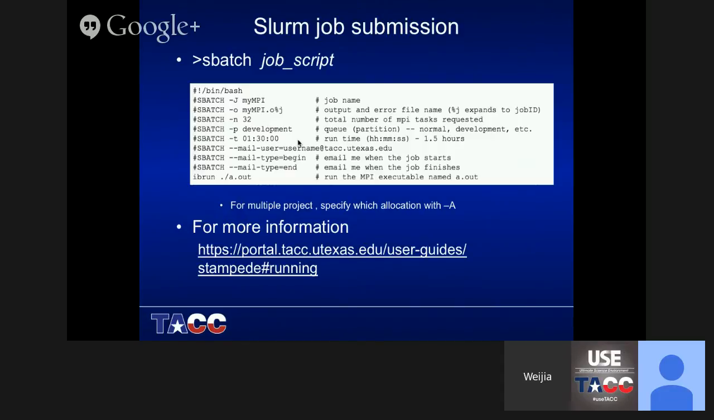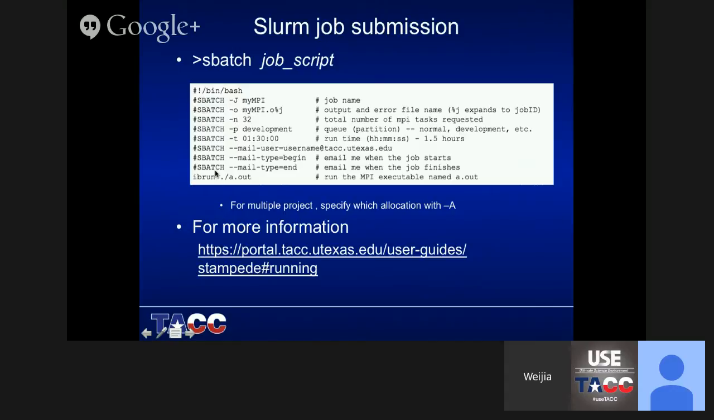Then -t specifies the runtime. Typically we'll have limits depending on the different queue. We have time limits on how long your job can run. I think some are 24 hours, some queues are 8 hours, depending on the type of jobs. You can go to the user guide to get more information on what queues are available and what the limitations associated with each queue are. Then there is an option that can automatically send a user a notification when your job is running or when your job is finished. And then the last line is actually what kind of thing you want to run.